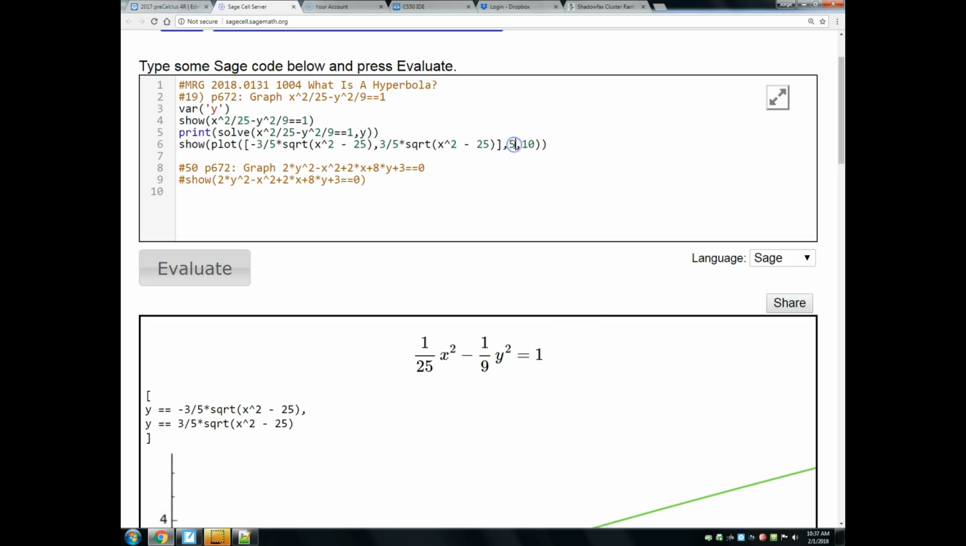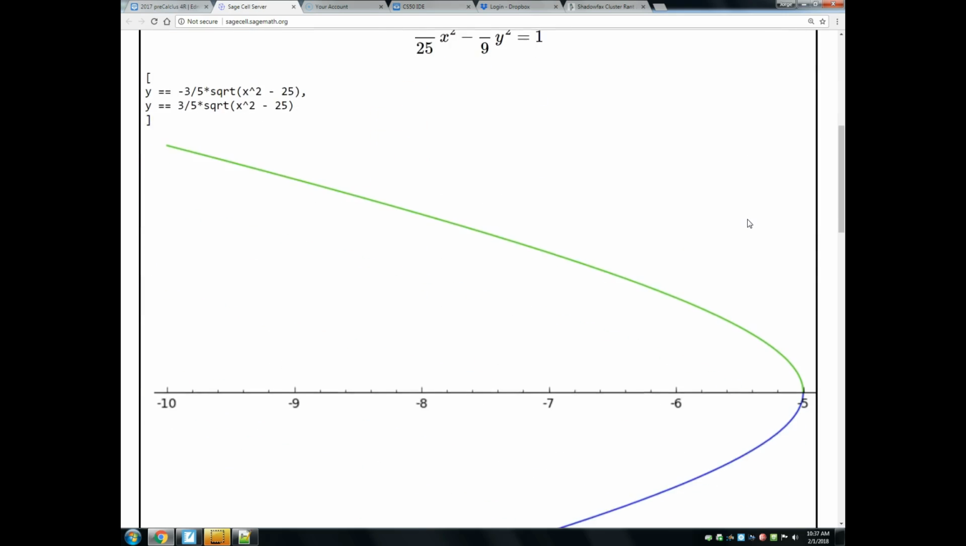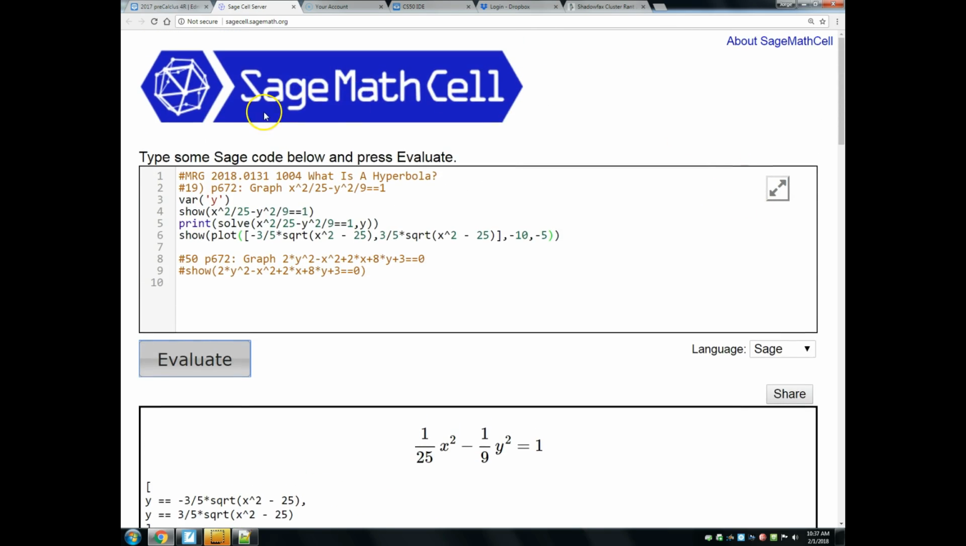Or from negative infinity to negative 5, how about, let's make it negative 10 to negative 5. So we get both the left branch and the right branch if we want, right? Notice no errors. So how do we do this all in one graph if we want? What I could do is, I'm going to do this twice, okay? Let's do this twice. But don't show it.